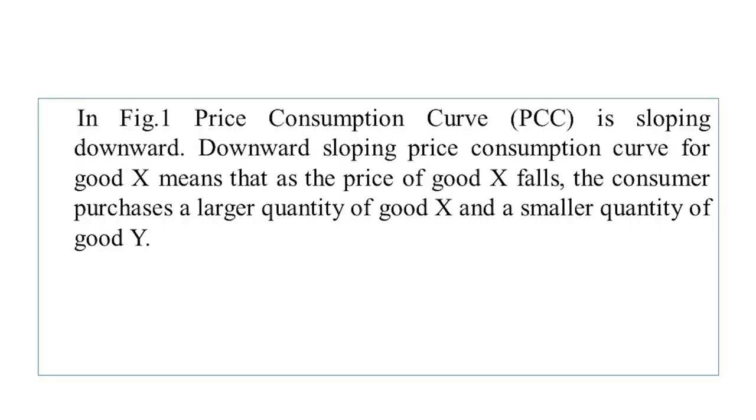In figure 1, price consumption curve is sloping downward. Downward sloping price consumption curve for good X means that as the price of good X falls, the consumer purchases a larger quantity of good X and a smaller quantity of good Y. Downward sloping curve generally happens in case of normal goods.